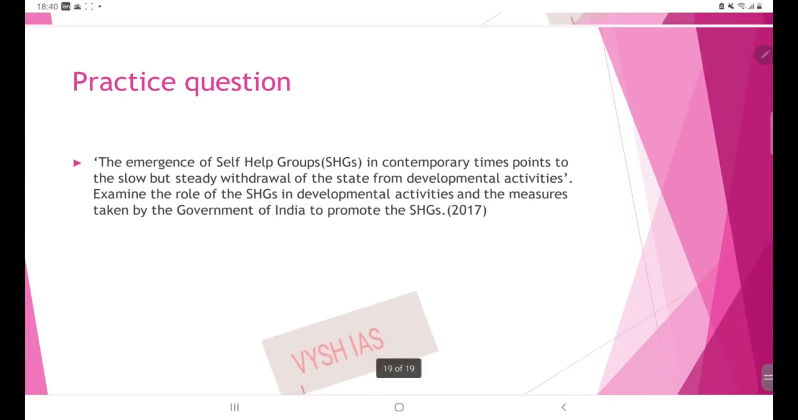The emergence of self-help groups in contemporary time points to the slow but steady withdrawal of the state from developmental activities. So examine the role of SHGs in the developmental activities and the measures taken by the Government of India to promote the SHGs. So this is a 2017 question. Please try attempting that and we'll be discussing it in the next class.